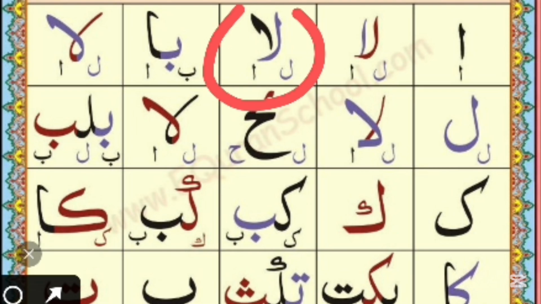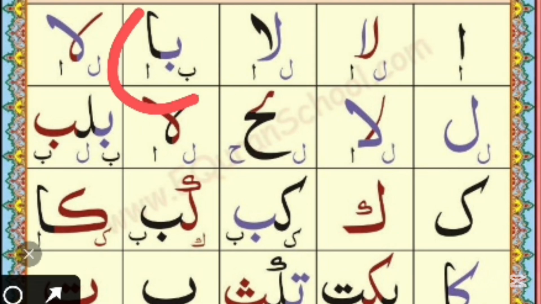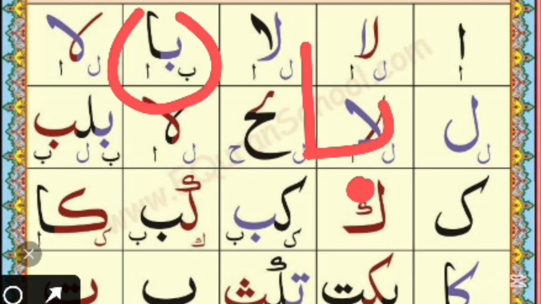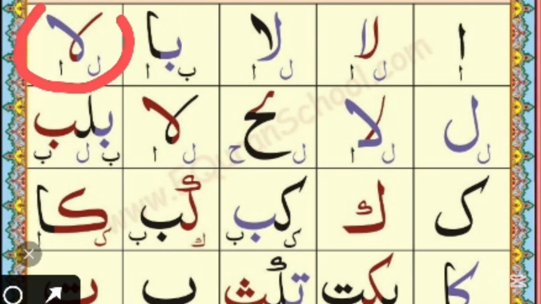Lam, alif. The first one is the half shape of ba, like this. And the next one is alif. Ba, alif. In this one, this shape is lam, and the next one is alif. Lam, alif.